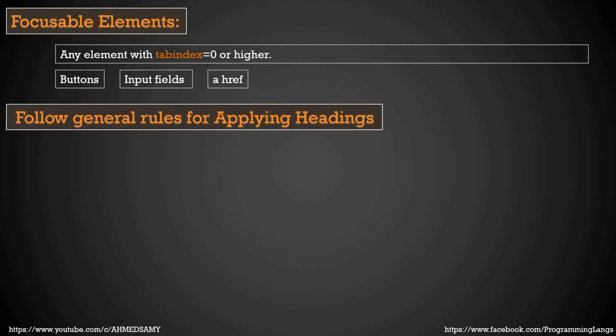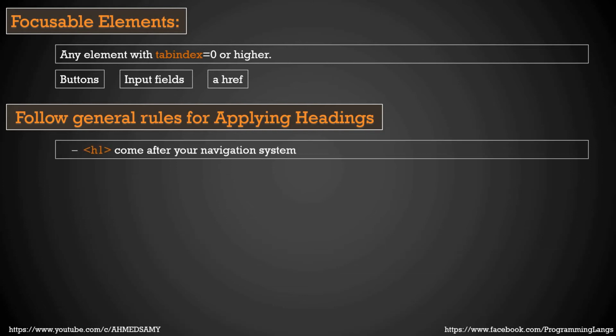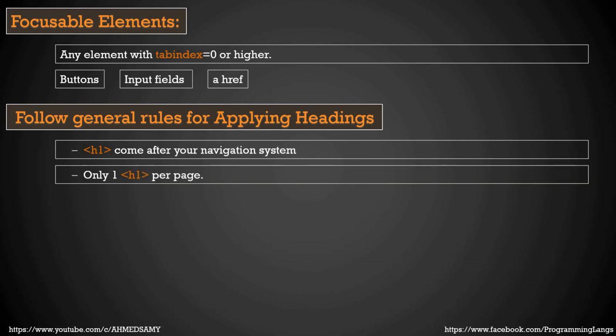Okay. Follow general rules for applying headings. Something very, very important, these rules of heading. H1 always comes after your navigation system, as it will be the main title. Like if you have a book, you have the main title of this book, it will be the H1. Try as you can to have only one H1 per page, because assistive technology will use this H1 per page to understand the main concept of what this page is about.